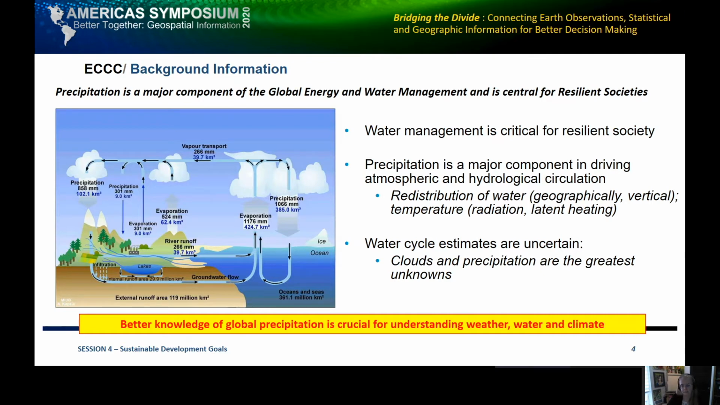And it is not an easy parameter to deal with. There are lots of uncertainties, mainly on the clouds and precipitation in itself. In this cartoon, I show a little bit of the interlinkages of precipitation and the entire water system. There is lots of science developed around it, and yet it remains a challenge.